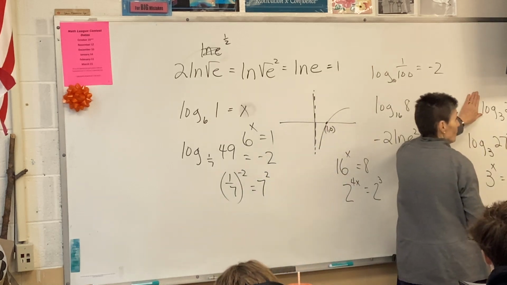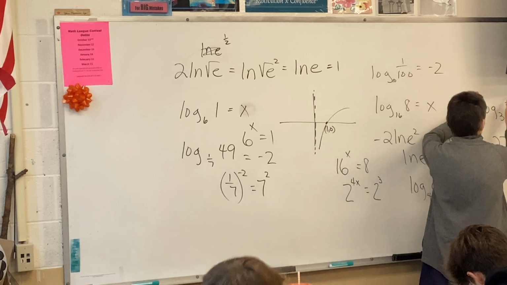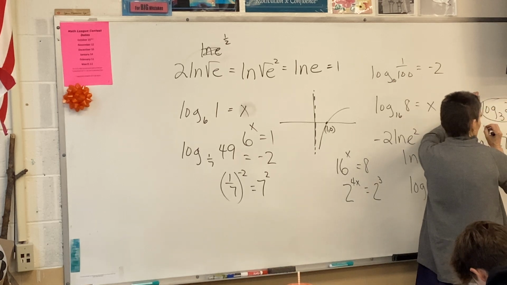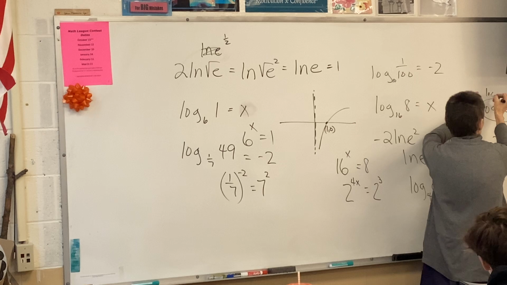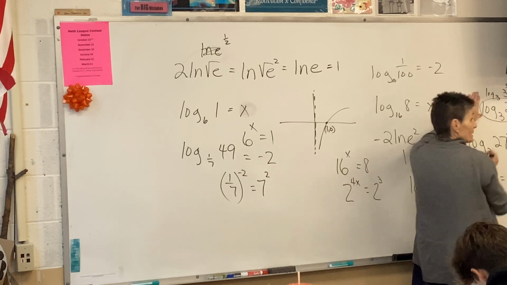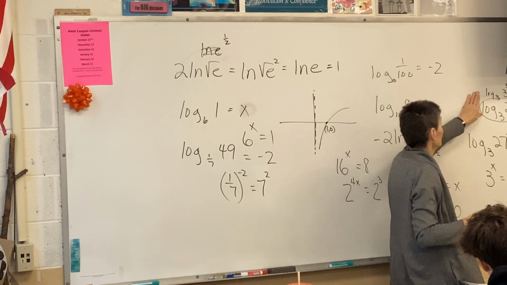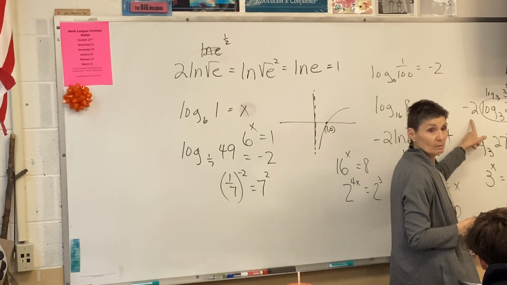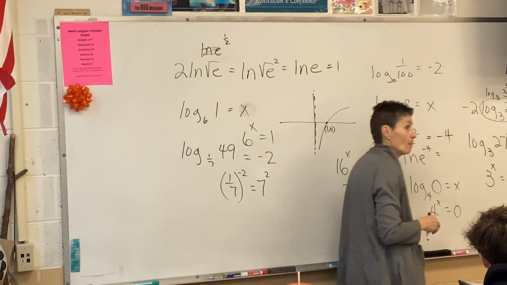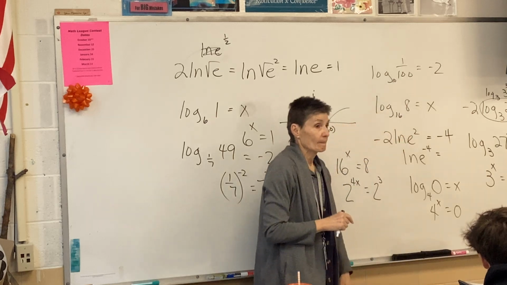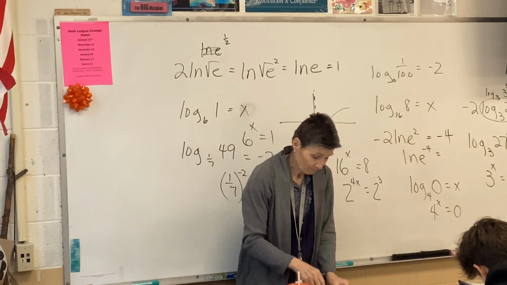You could also look at this part of the problem right here. That's the log base 3 of 3 cubed, which is 3 times -2, and get -6 that way also. All right, turn it over.